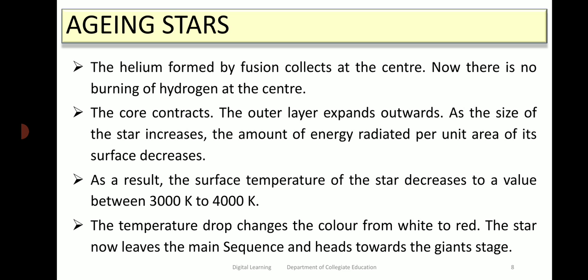The temperature drop changes the color from white to red. The star now leaves the main sequence and heads towards the giant stage.